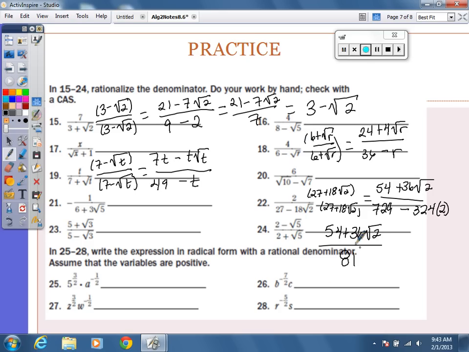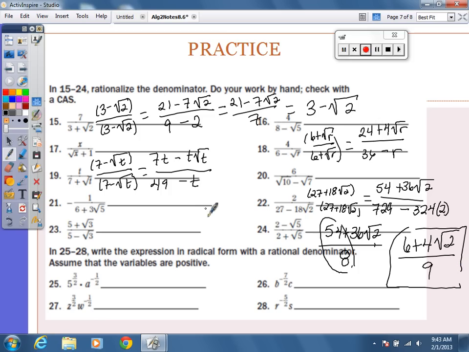9's in common, right? Yeah. So all these have a 9 in common. 54 divided by 9 is 6 plus 4 root 2 over 9, I think. That's what I got. I don't know if I did that right. You guys will have to check my math on that one.